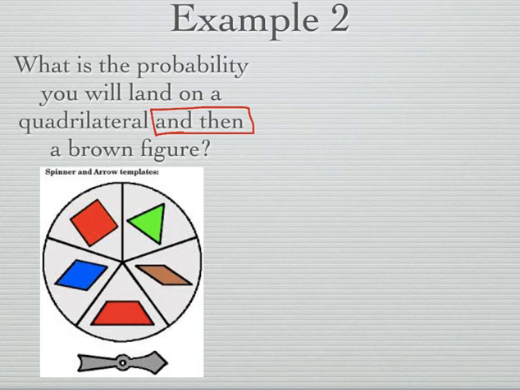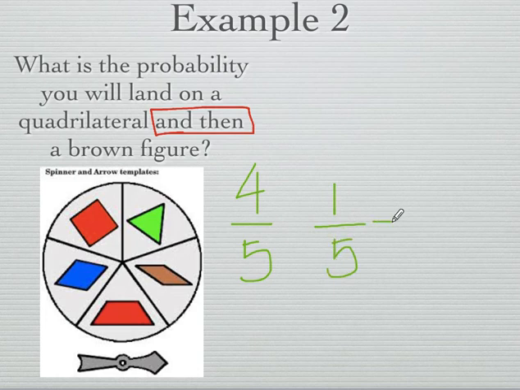So what is the probability that we land on a quadrilateral? Let's see. How many quadrilaterals are there? 1, 2, 3, and 4. So your chance of getting a quadrilateral is 4 out of 5. And the chance of getting a brown figure, look at the colors, the brown is only 1, and that is 1 out of 5.